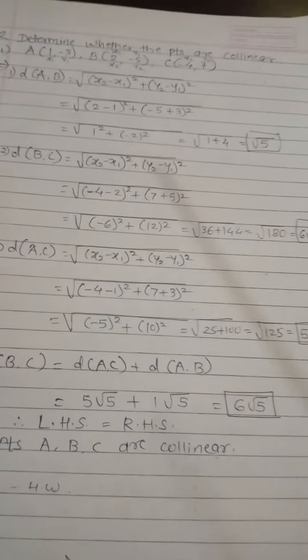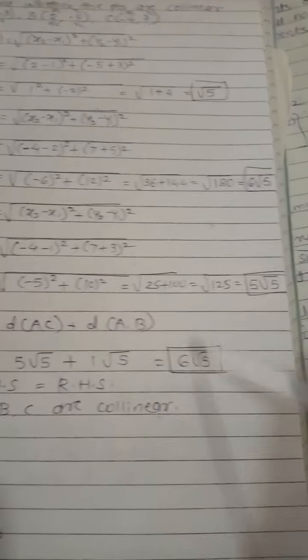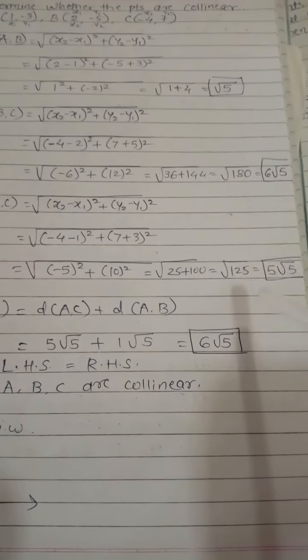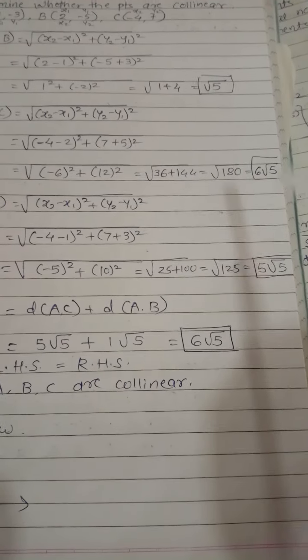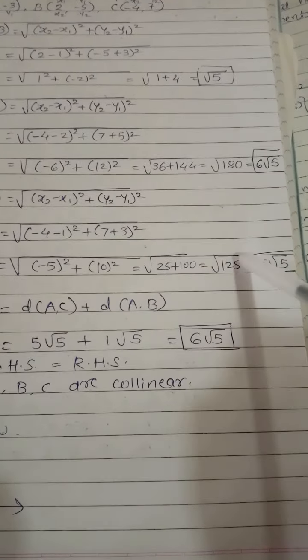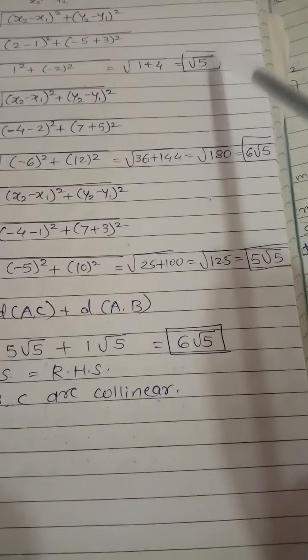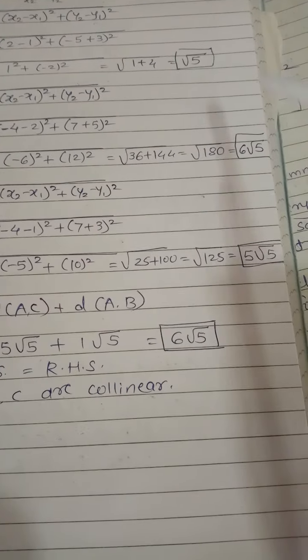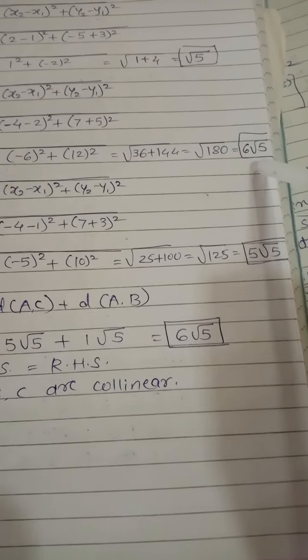Now see the values: distance AB is root 5, distance BC is 6 root 5 and distance AC is 5 root 5. So we see that the sum of the answers of any two equals the third one. Here this one is 1 root 5 and this one is 5 root 5. If we add these two numbers, we get 6 root 5.